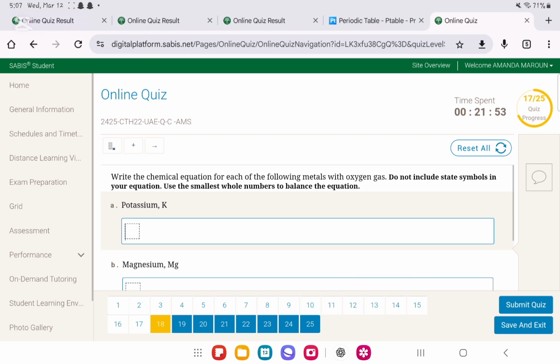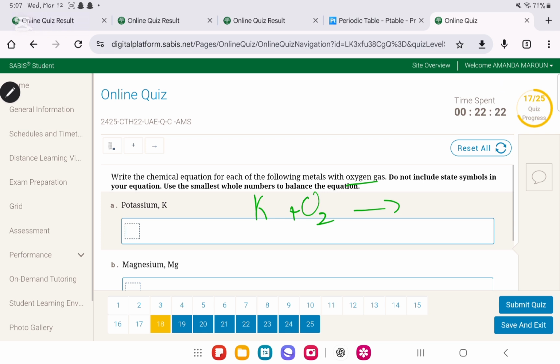Write the chemical equation for each of the following metals with oxygen gas. Do not include state symbols in your equation. Use the smallest whole numbers to balance the equation. Okay. First of all, they said they want what? They want the reaction with the following metals with oxygen gas. So potassium, K, okay, it's gonna react with oxygen gas, O2, to produce what? How do we know what its product is gonna be?